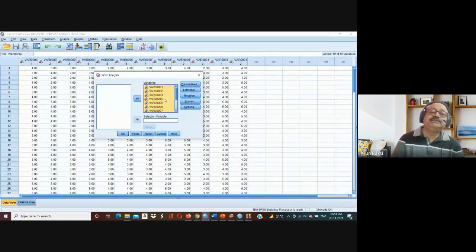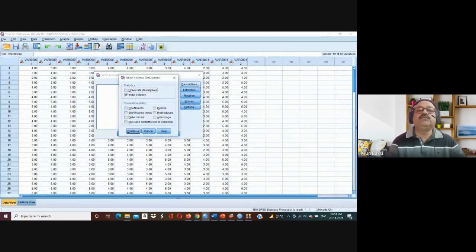And now comes the configuration of everything. So what we require in terms of output, because we need to interpret the output and include those interpretations in our results, and then we need to draw the conclusion. So for the descriptives, you check the KMO and Bartlett's test of sphericity. That is very important. You click the determinant. Okay, there will be an initial solution by default. Let it be like that. You go for coefficients and significance levels.